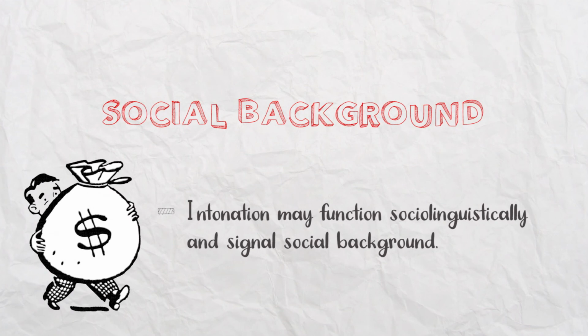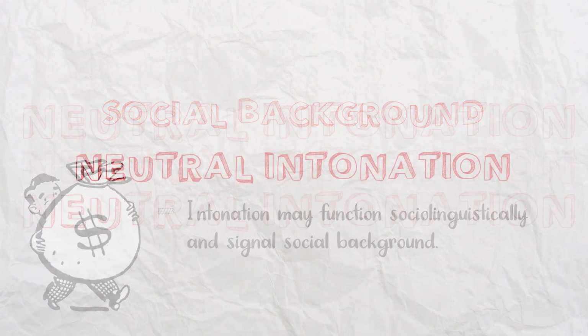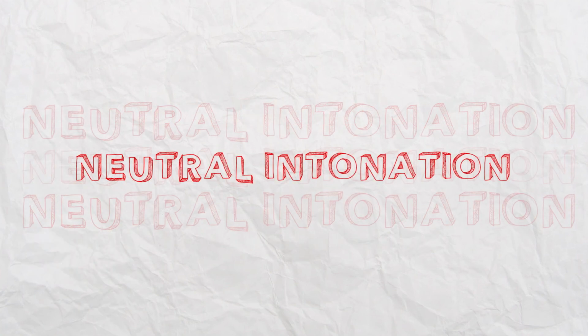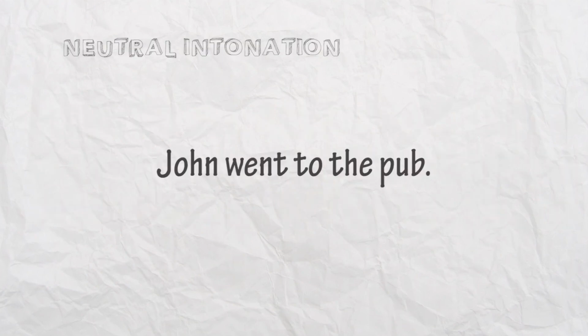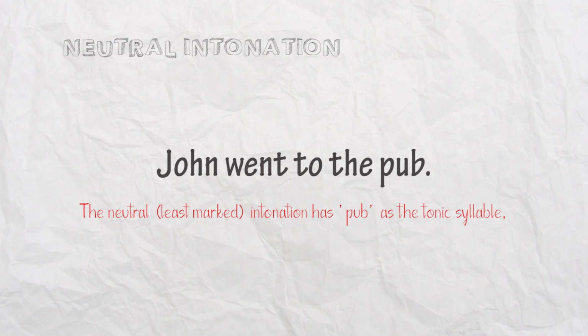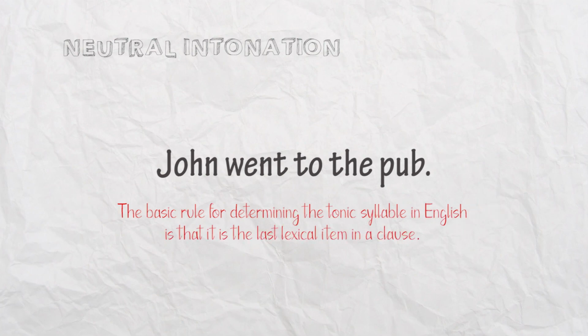Intonation may even have a sociolinguistic function. It may signal your social background. There is the concept of neutral intonation. For example, the sentence in English, "John went to the pub." The neutral or the least marked intonation has "pub" as the tonic syllable, because the basic rule for determining the tonic syllable in English is that it is the last lexical item in a clause.